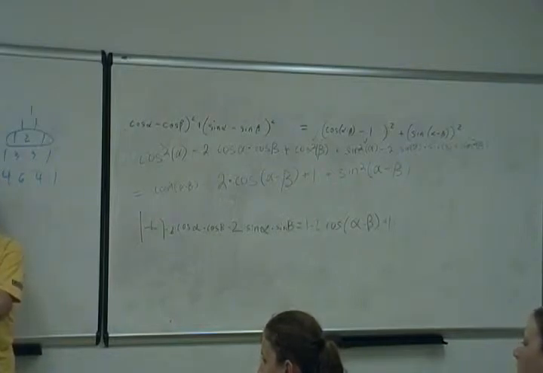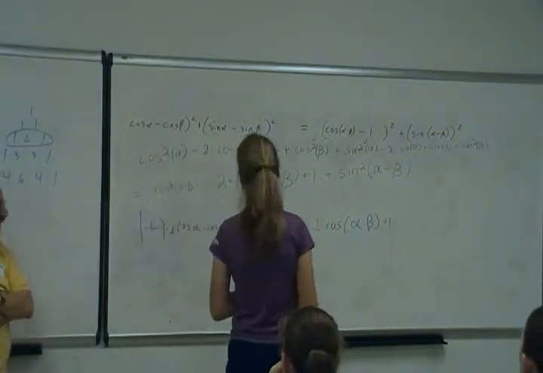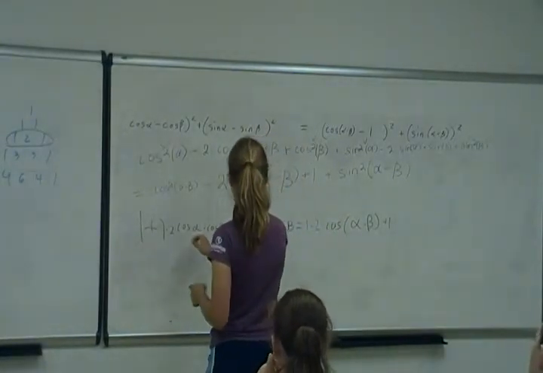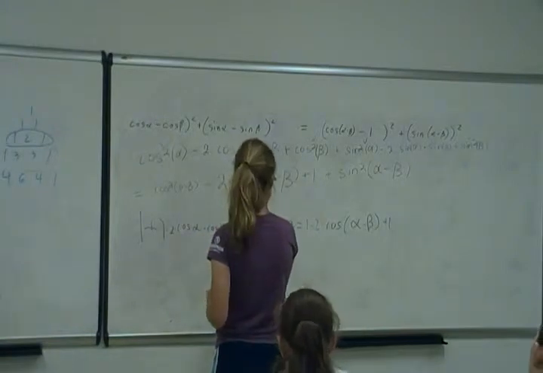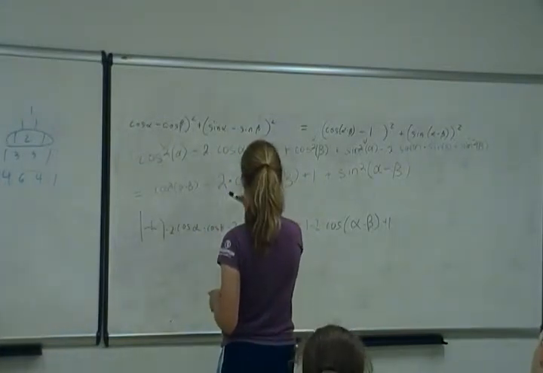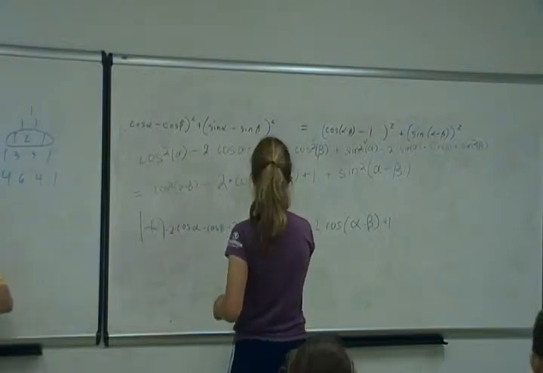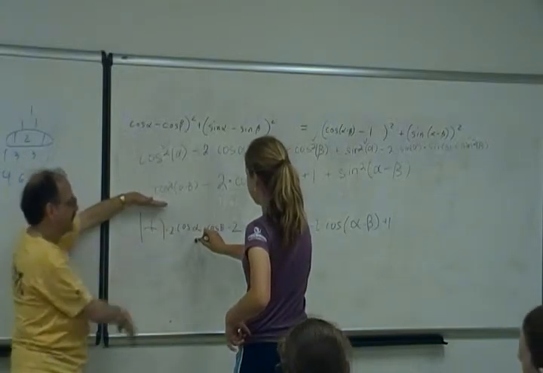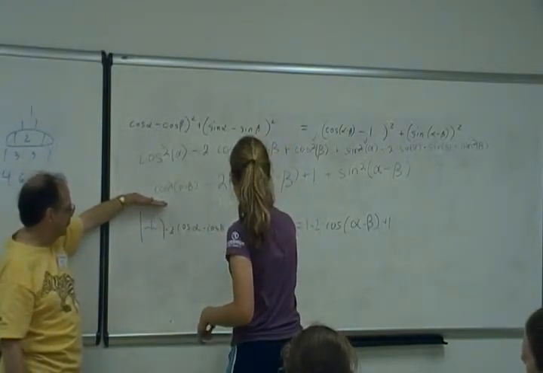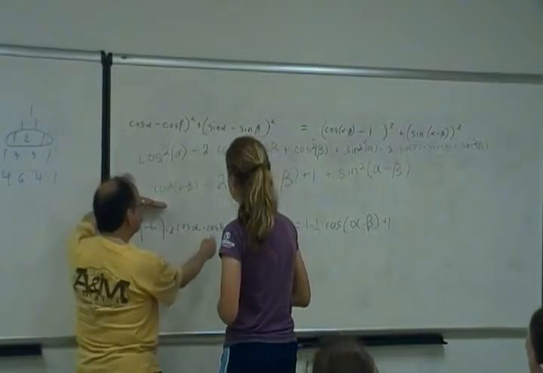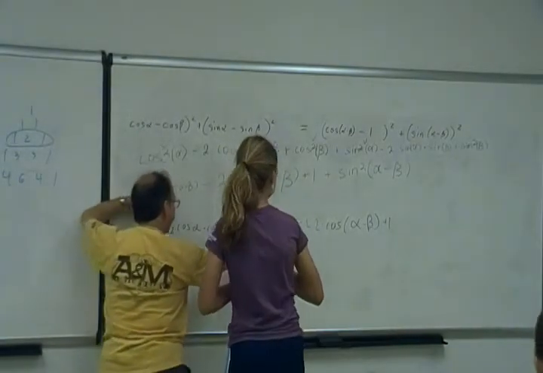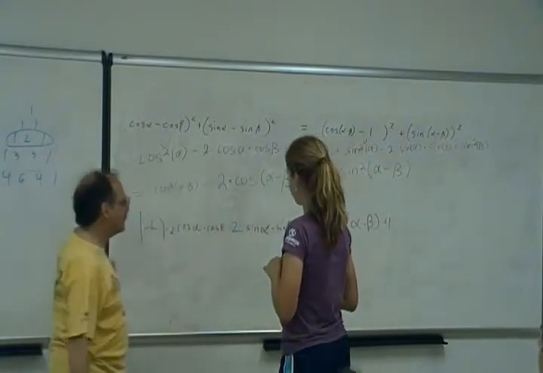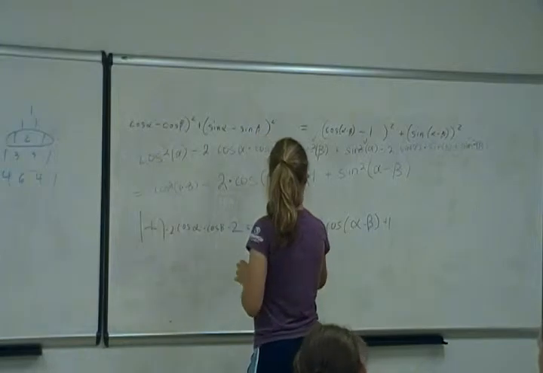What cancels from both sides? Just cross them out. What's added to both sides? It's the same. Yes. It's 1 plus 1 minus 2 cosine alpha times cosine beta minus 2 sine alpha times sine beta equals 1 minus 2 cosine alpha minus beta plus 1. What cancels? Oh yeah, I don't have anything.